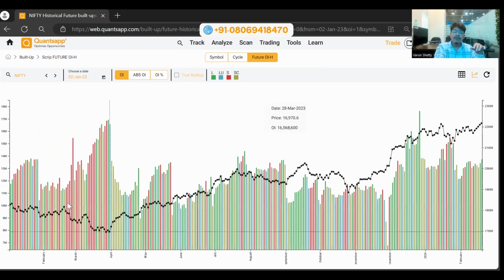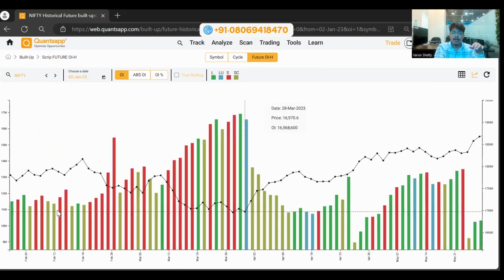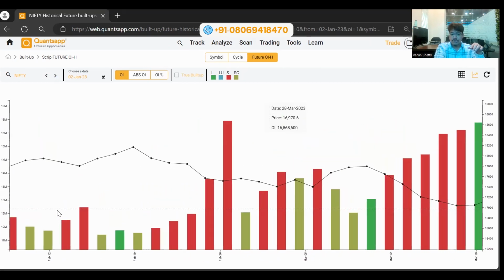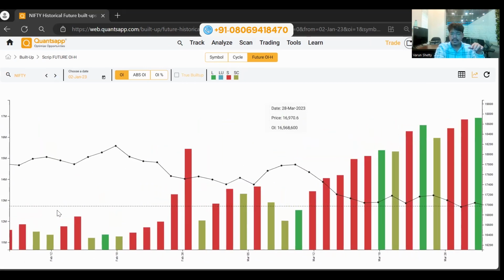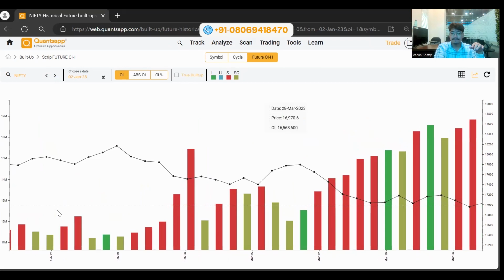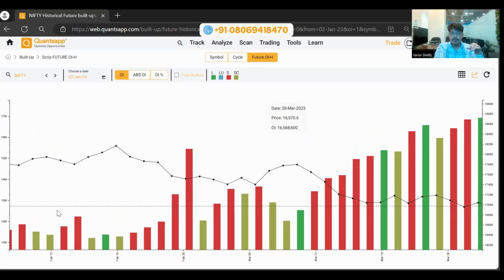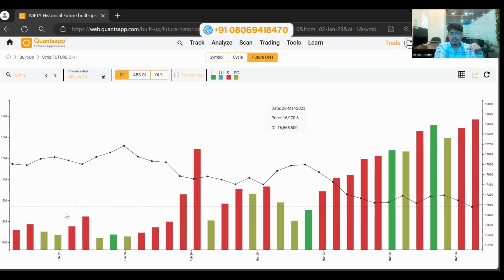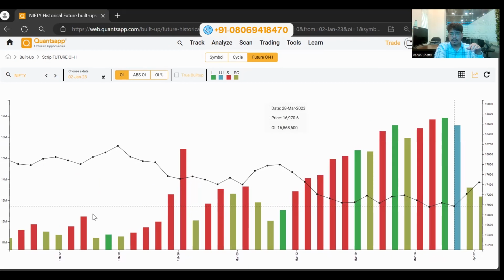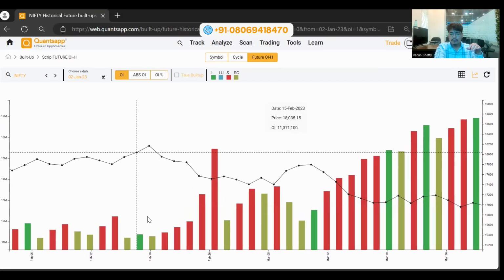Now, similarly, we will look at short and short covering. If I just show you this, let's look at this data from year to year. A little bit older.